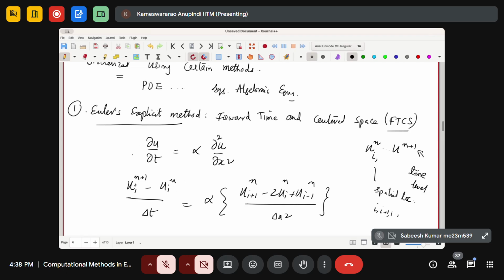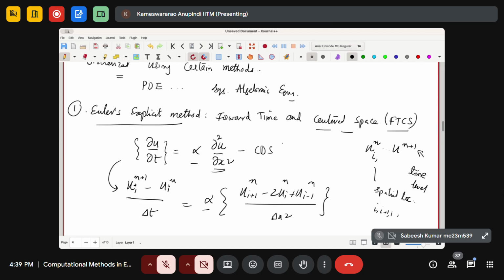So we have now discretized this dou u by dou t, just like the spatial derivative. I have written it in terms of the same grid point, that is u_i at both values, but this is n plus 1 and this is n. So I have approximated dou u dou t as (u_i^(n+1) - u_i^n) divided by delta t. That is the approximation for this time derivative. Alpha remained as it is, and for dou square u by dou x square, I have used the central difference scheme or centered space, that is basically u_(i+1) minus 2u_i plus u_(i-1) by delta x square.